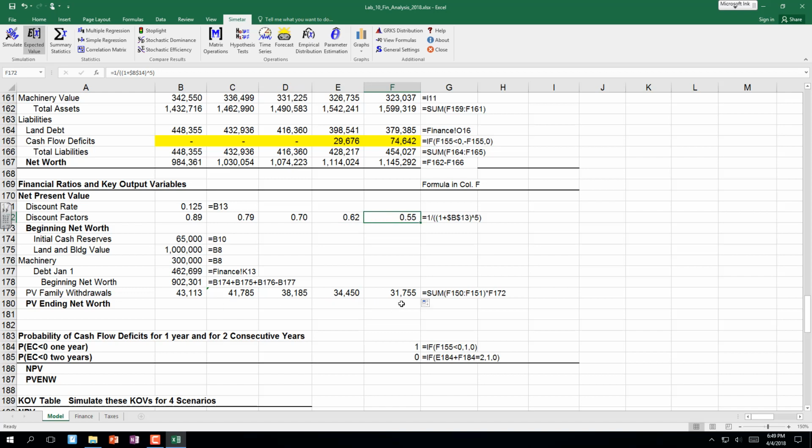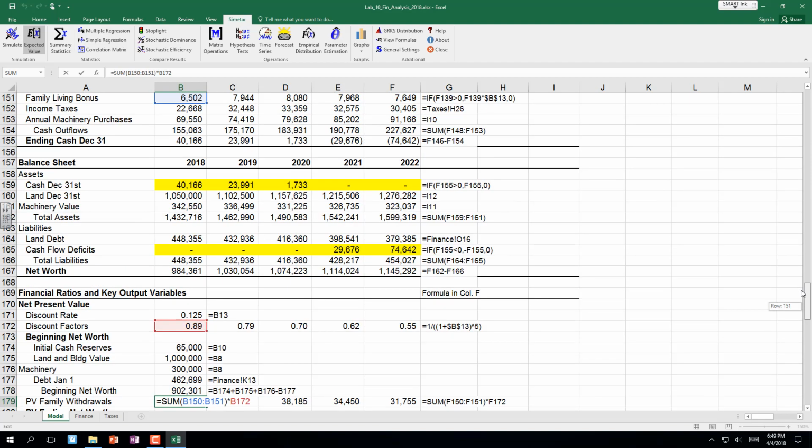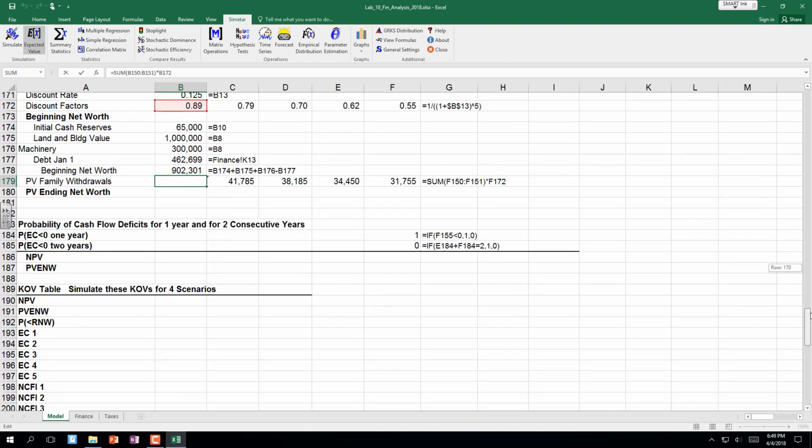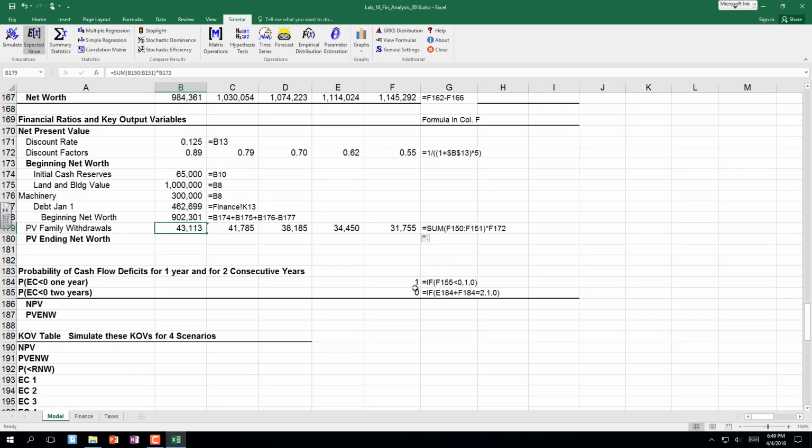Can you redo that family withdrawals for 1 second? Sorry, I got lost. Oh, no problem at all. It's a sum of 150 plus 151, which are right there in the cash flow. Sum of those two times that discount rate factor. It's a factor at that point, it's not the rate. Now we also want the present value of ending net worth. And that's equal to this ending net worth here in 167 times that discount rate.